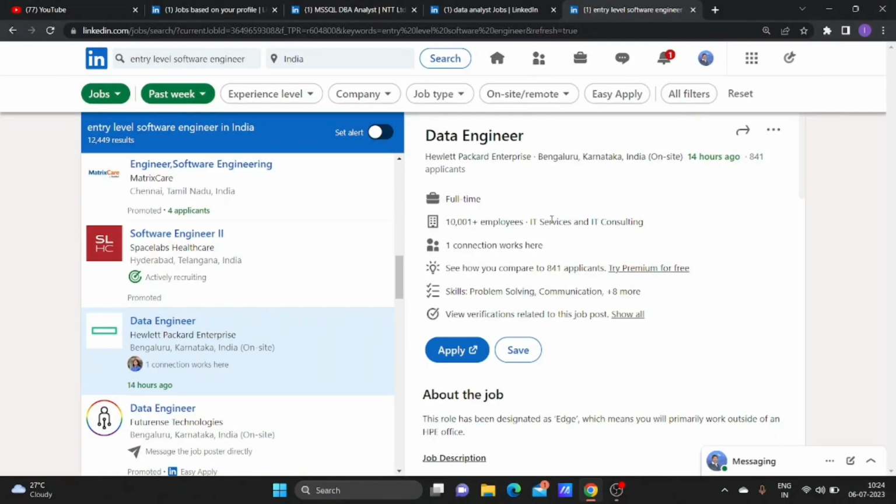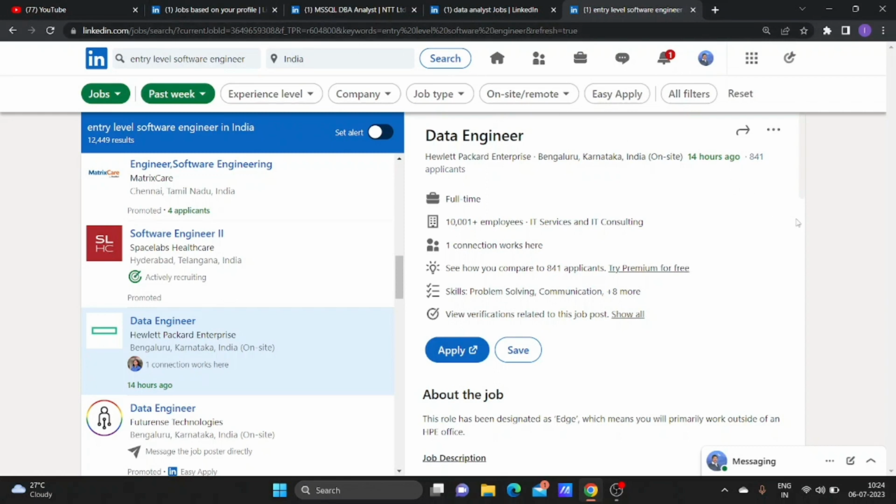In today's session, I am going to share a few job openings for fresher level as well as candidates who have below 3 years of experience. There are different job roles and openings, like data analyst and data engineer, and one more job like testing engineer and PLSQL developer positions.